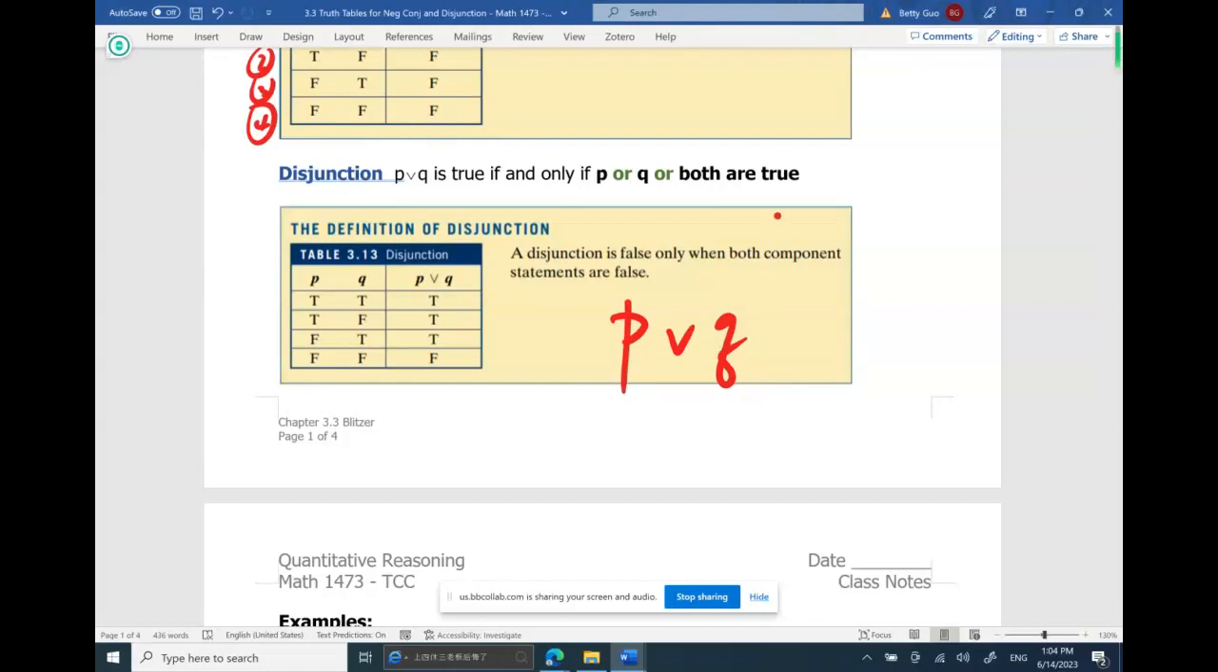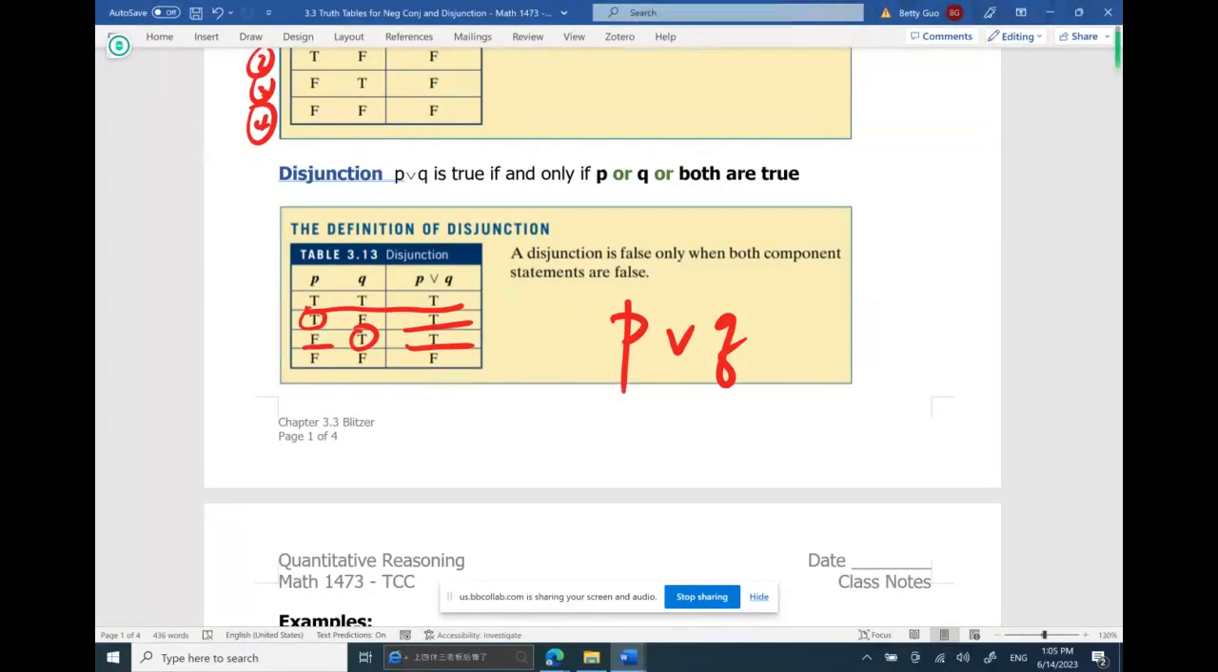So look at the table here, the last column. When both P and Q are true, the disjunction is true. When P is true, even if Q is false, or Q is true, even if P is false, if one of the two component statements is true, then the disjunction is still true, because we are talking about or, P or Q. For P or Q to be true, at least one of them being true is enough, is sufficient.